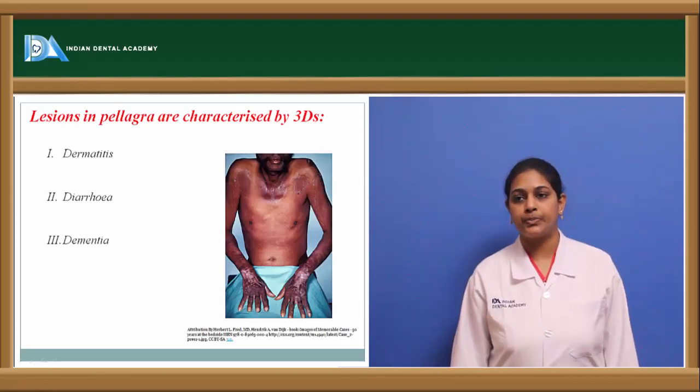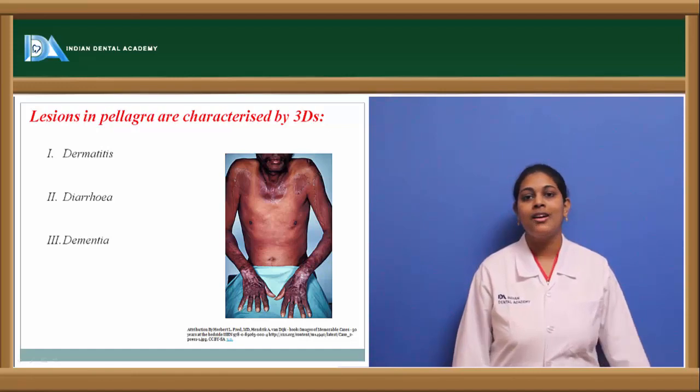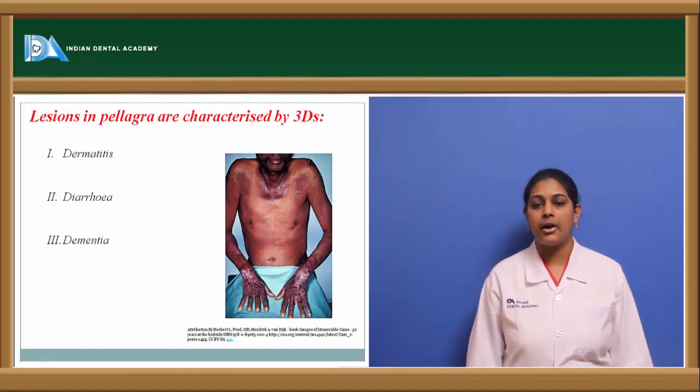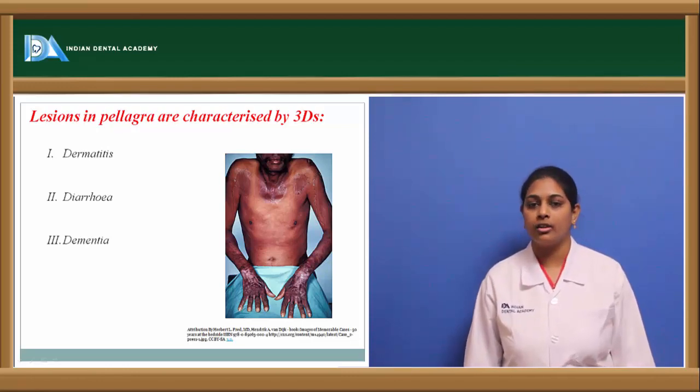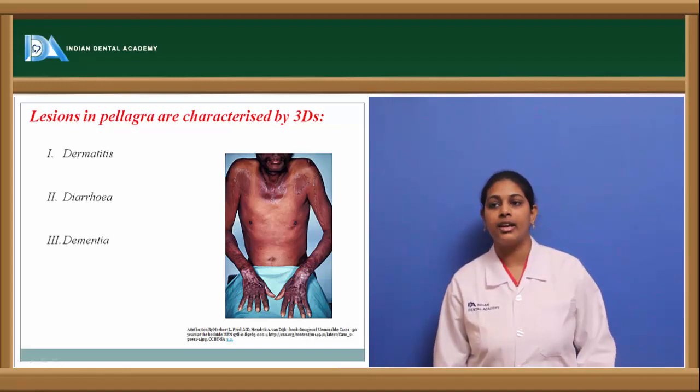Coming in detail to pellagra. As already explained, it is derived from the Italian language, where pellagra means rough or dry skin, and it usually manifests with 3 disorders, that is dermatitis, diarrhea and dementia, which all begin with the letter D. So it is characterized by 3 Ds.